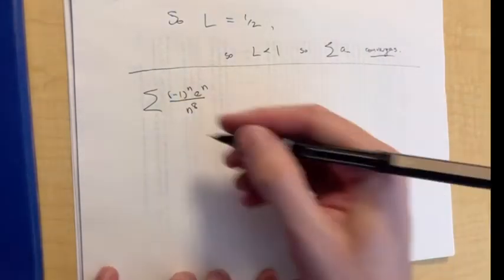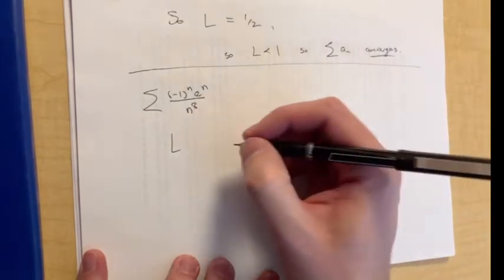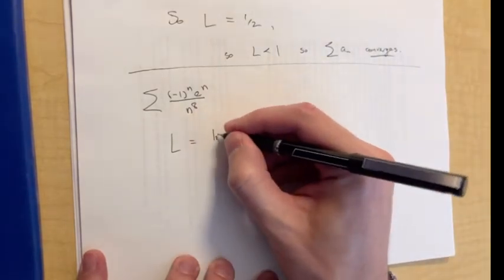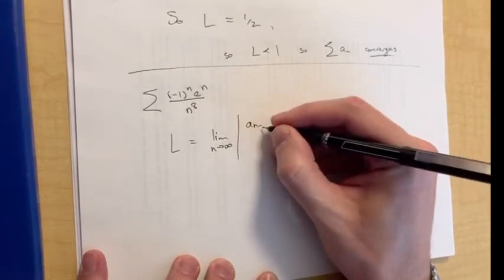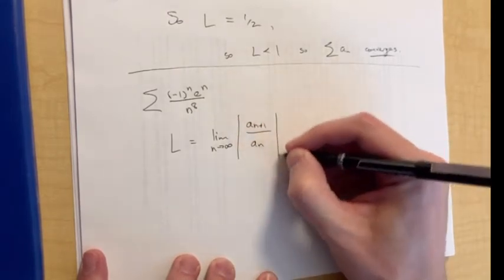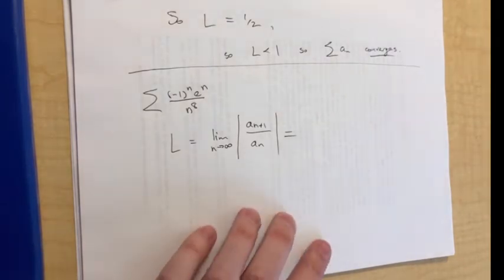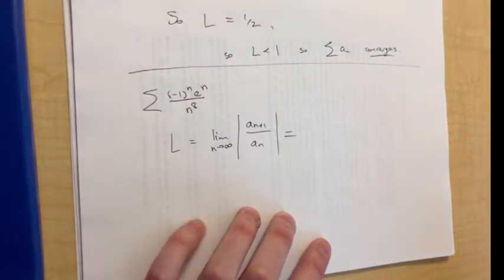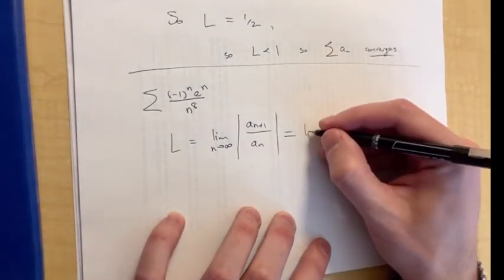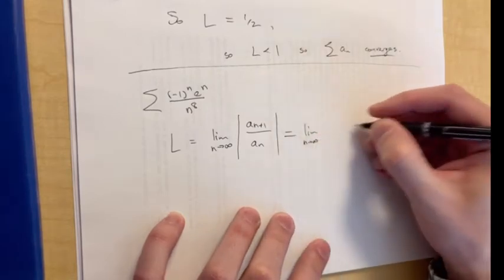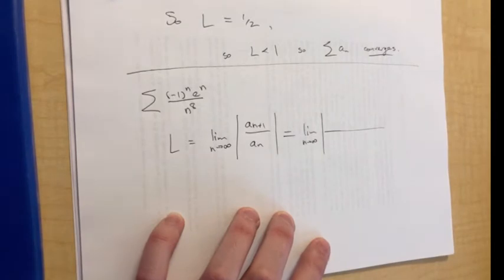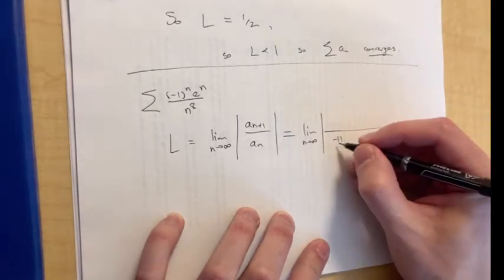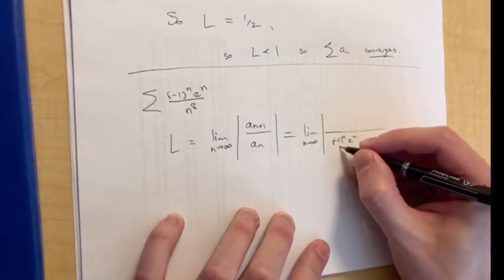Let's just try it. So I'm going to say this L, it's the limit as n goes to infinity, absolute value, a_(n+1) over a_n, right? Plug it all in, you get some kind of big and nasty fraction. I can handle that. It's going to be the limit as n goes to infinity, absolute value. Okay, on the bottom, you just write a_n exactly like it is. It's going to say (-1)^n e^n over n^8, right?